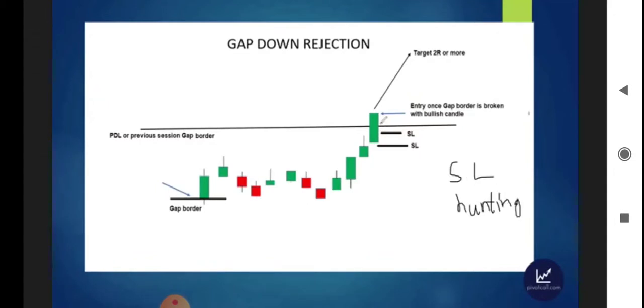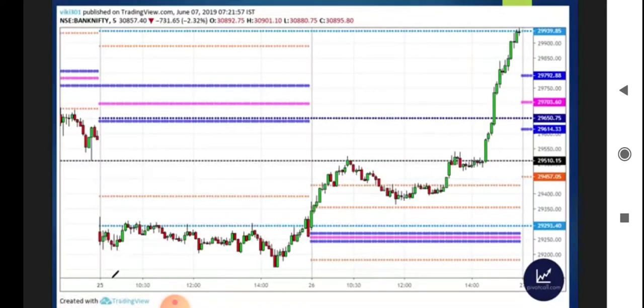That means once the gap gets filled, once that gap border is broken, I will go long on this candle. The candle which broke that gap border, I'll go long. Okay, this is my entry candle. Look at this, on the 25th there was a gap down, right? The 24th low was here, and on the 25th the market opened with a gap down. Now where is that gap border? This is the gap border, right? This is the upper border, and this is the lower border. And this is the gap.